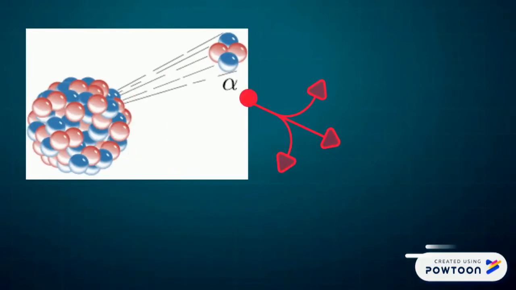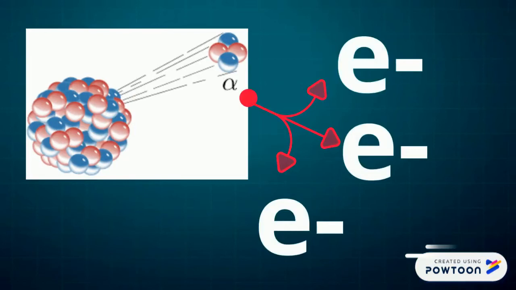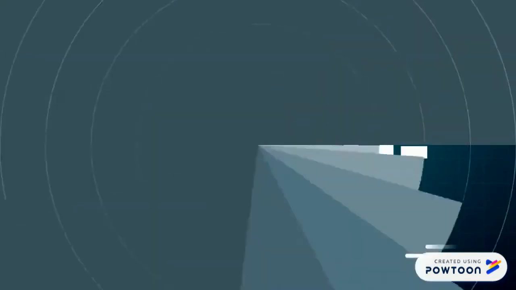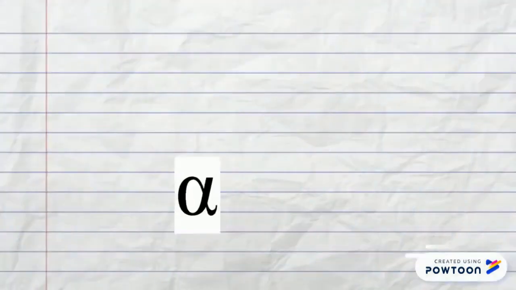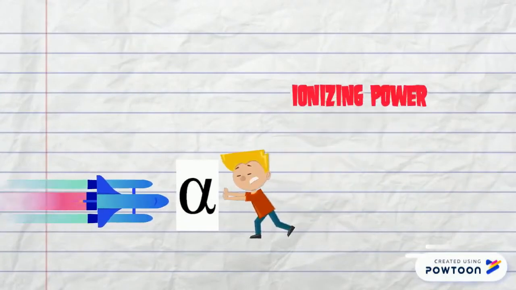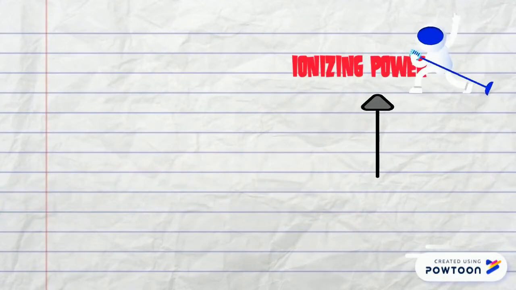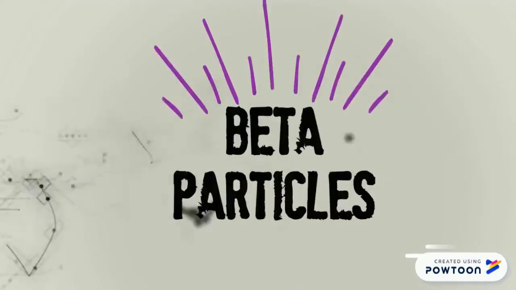Let's say it moves in a straight line, the alpha losing its kinetic energy. The alpha will interact with free electrons, achieving its neutral state. Alpha particles are slow in speed, but their ionizing power is high. An alpha particle can also be stopped by only a sheet of paper.